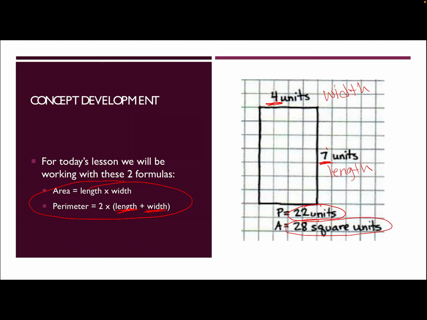Whenever you have area, it's always going to say square and then whatever the unit may be. In this case, it just says units, but it could be centimeters, millimeters, meters, liters, milliliters, whatever it may be. It's always square and then whatever the unit is.